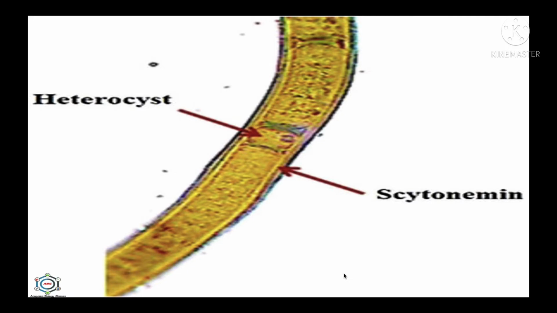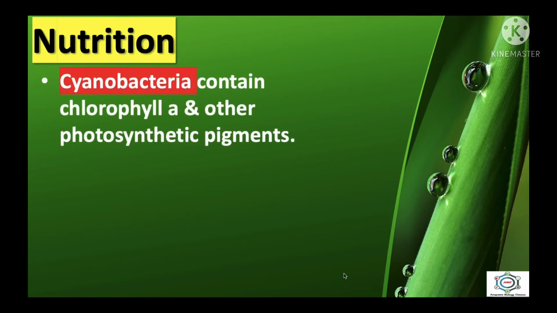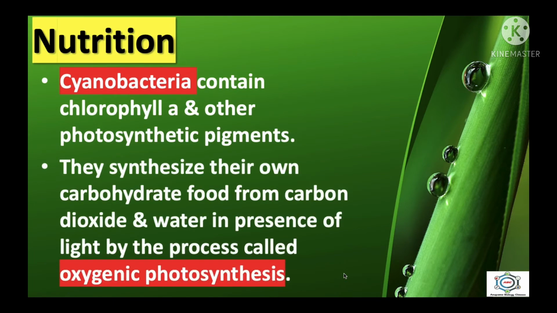There is no mitotic cell division in cyanobacteria. The cells divide by fission or amitotic division. So this is all about the cell structure of the cyanobacteria. Now, let's see the nutrition in cyanobacteria. Cyanobacteria contain chlorophyll a and other photosynthetic pigments. They synthesize their own carbohydrate food from carbon dioxide and water in the presence of light by the process called oxygenic photosynthesis.